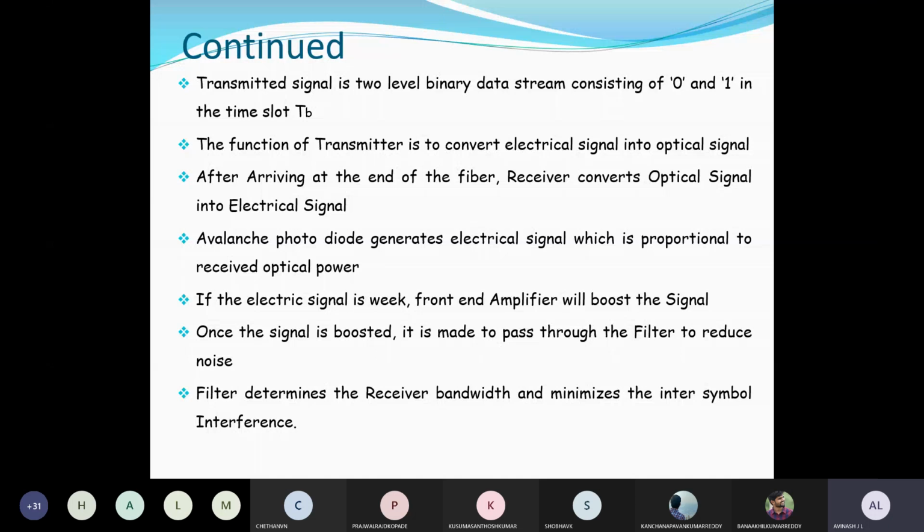Inter-symbol interference, you know the concept. When two signals are getting interfered, it is very difficult for a decision circuit to consider whether it is a 1 or a 0. That particular thing is going to happen. The filter determines the receiver bandwidth and minimizes the inter-symbol interference.